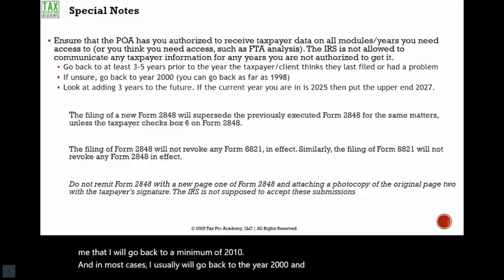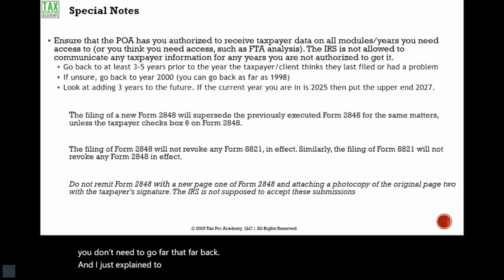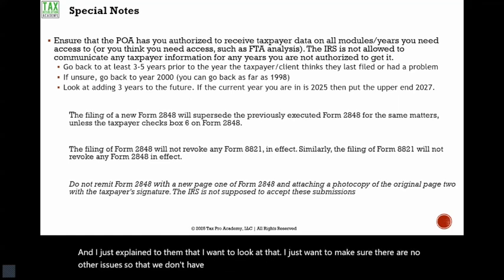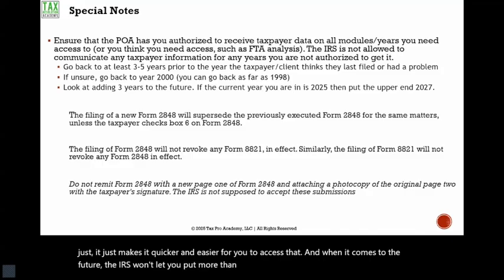Some people will question that, saying you don't need to go that far back. I just explain that I want to make sure there are no other issues so that we don't have to keep completing and filling out a new Form 2848. It makes it quicker and easier for you to access that. And when it comes to the future, the IRS won't let you put more than 3 years into the future.